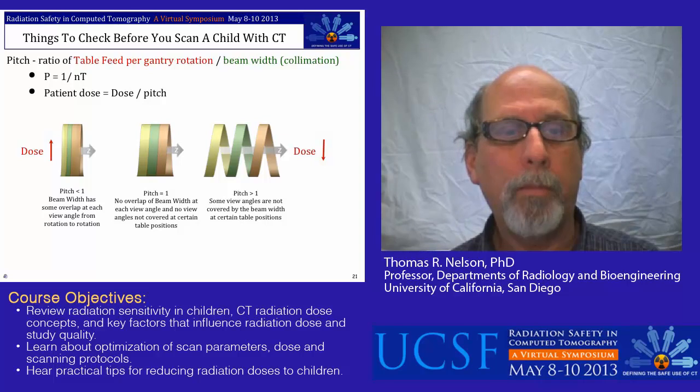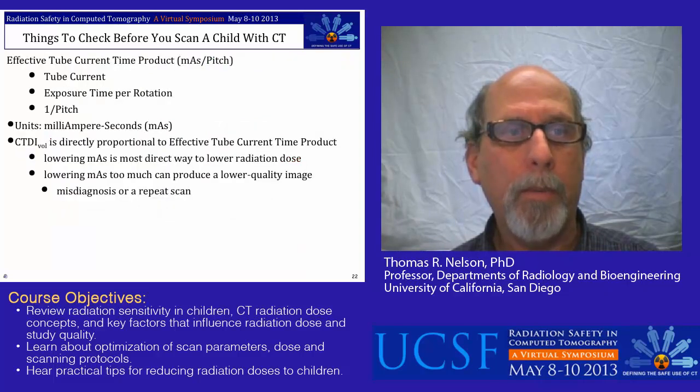So if we reduce the pitch, we have more significant beam overlap, and the dose will go up compared to a pitch of 1. Conversely, if we have a pitch greater than 1, the dose will decrease, but there will be gaps in the scan that may miss important anatomy.